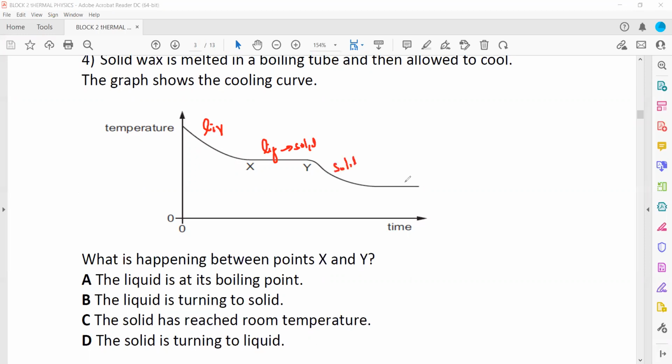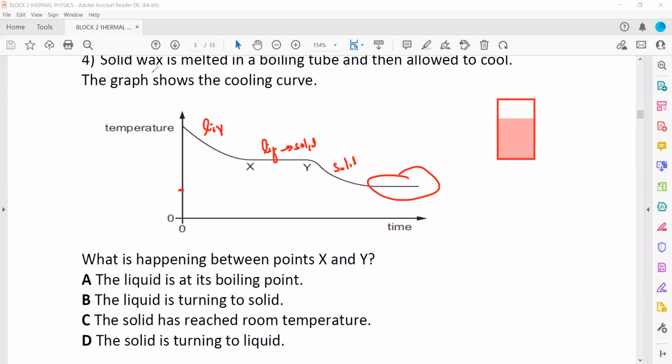And why at this point is the temperature constant? Because it reaches a thermal equilibrium. Thermal equilibrium means it reaches room temperature when it cools down. Because if something is hot, it will lose its energy to the surroundings until it comes into thermal equilibrium with the surroundings.